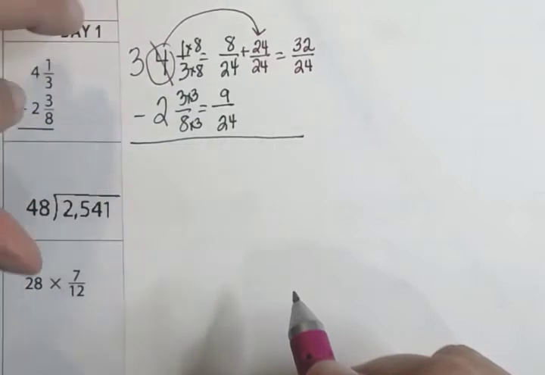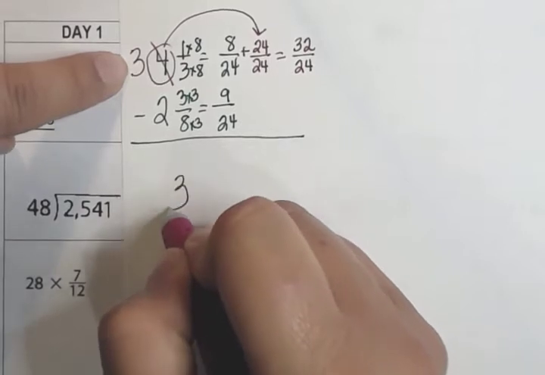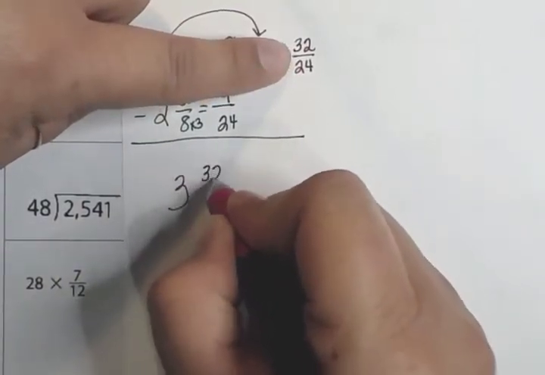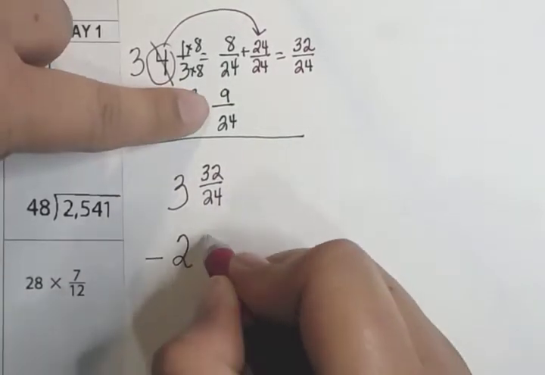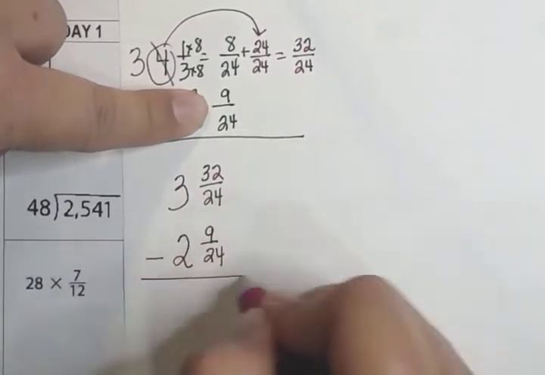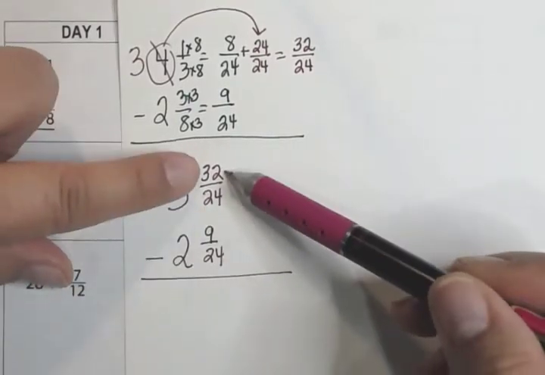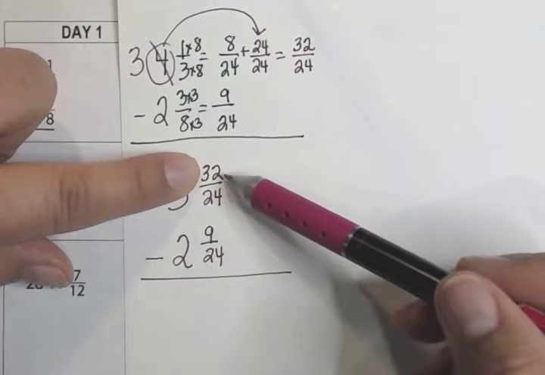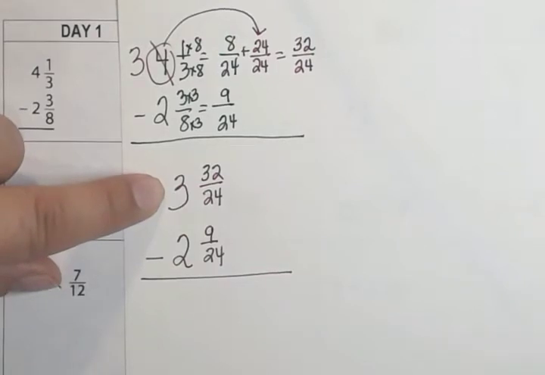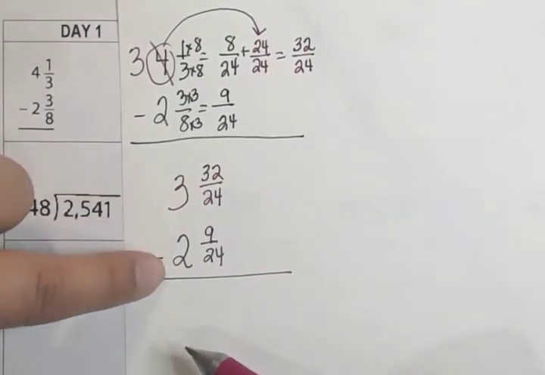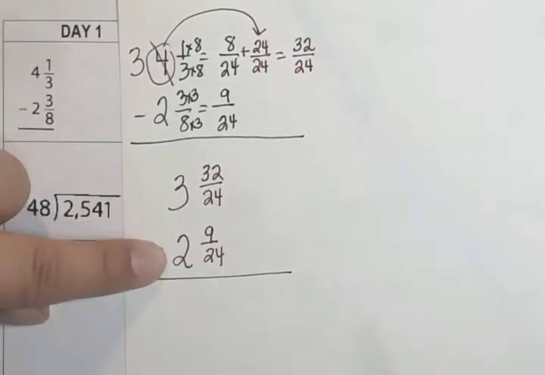Now at this point, this is looking a little bit messy, so I'm going to rewrite my problem. I'm going to keep my whole number right here, and then this is the new fraction, 32 over 24, minus 2, and then this part, 9 over 24. And now I can subtract because my denominators are the same and my numerator here is larger than this one. And then don't forget that you need to subtract the whole numbers.